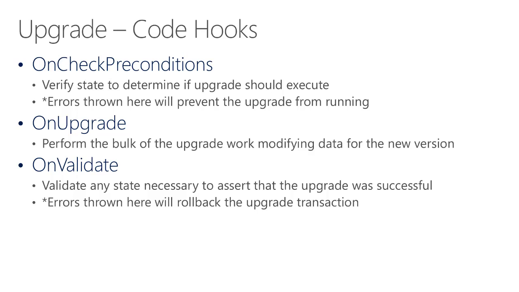And then after that, you have an onValidate code hook, which validates the state necessary to assert that it was successful. So maybe you have a little test that you want to perform in there. An error thrown here will also roll back the upgrade transaction itself.